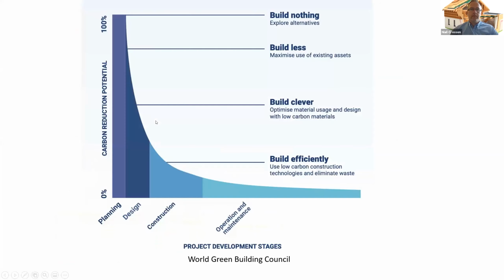So in terms of materials and what impact we can have on reducing the embodied carbon and the environmental footprint of buildings, I really like this graph from the World Green Building Council, which is also used by the UK Green Building Council. And I used it yesterday in another webinar, where we really have a huge amount of input at the design stage in reducing the embodied carbon in buildings, where we can build less, of course, but also build clever by optimizing material usage and use low carbon materials.